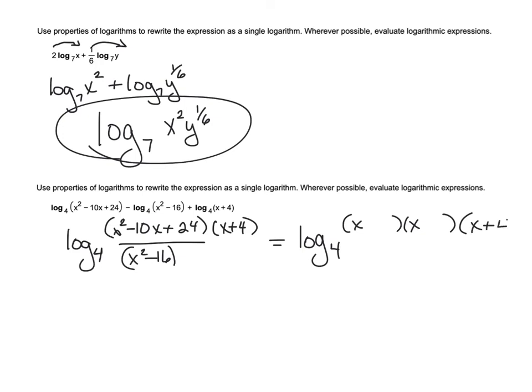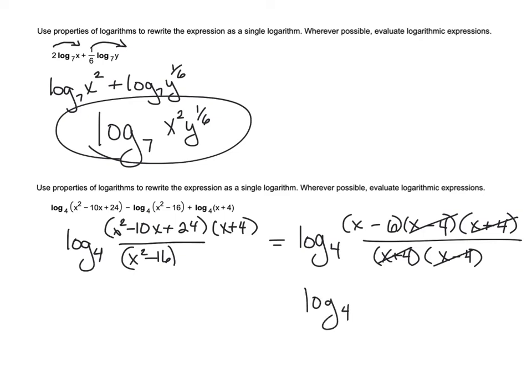Let's see. On the bottom, that's x plus 4, x minus 4. On the top, let's do this. We've got 6 times 4 is 24. Yeah, there we go. And if you notice, we can cross out. That works out nicely. So my final answer, simplified, is actually natural log of 4 of x minus 6. So it looks really big, but it does simplify.